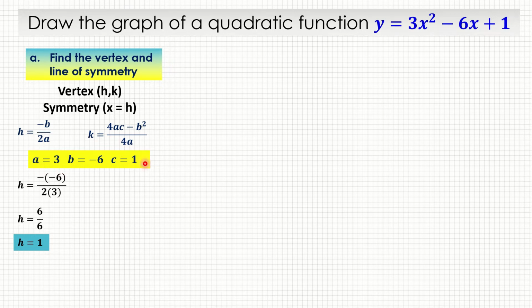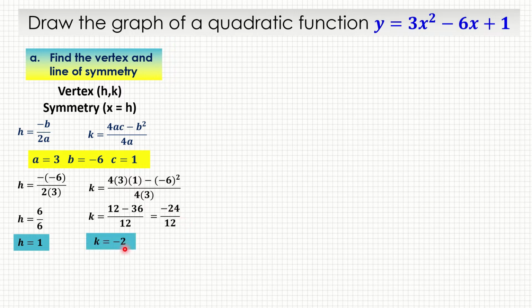Substitute the values of a, b, and c into our formula. So we have 4 times 3 times 1 minus the square of negative 6, all over 4 times 3. Simplifying the numerator and denominator, we have 12 minus 36 over 12. And 12 minus 36 is equal to negative 24 over 12. Negative 24 divided by 12 is equal to negative 2. Therefore, the value of k is equal to negative 2.